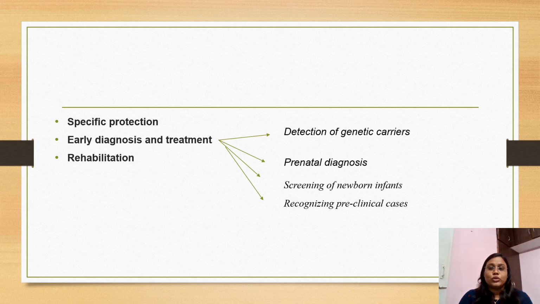Now, specific protection measures. As I told you, there is constant mutation going on, and this mutation happens due to exposure to ultraviolet rays, X-rays and radiation. So try to avoid and minimize radiation hazards and X-ray exposure, and specifically protect people from certain hazards which will bring any change in genetic composition or bring out mutations. Then early diagnosis and treatment of genetic disorders. We will detect the genetic carriers through screening measures. If that is not possible, then we will do prenatal diagnosis.